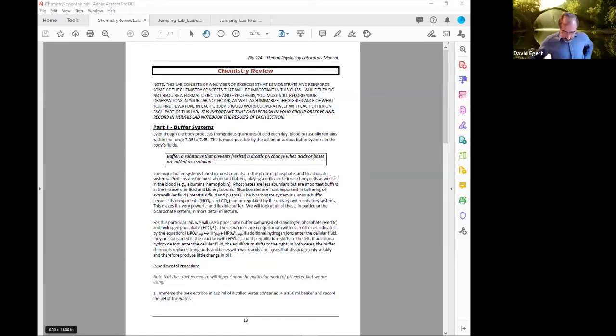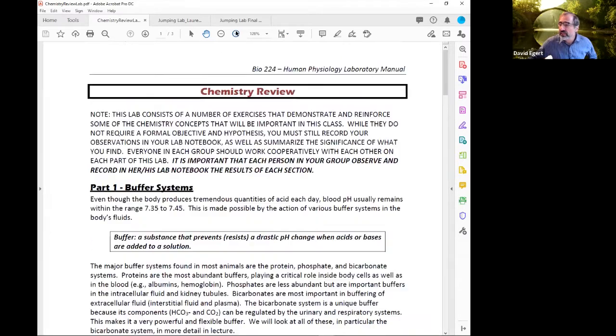Okay, the chemistry review lab. Here, this top part is basically the objective. This one is not hypothesis driven. It's basically saying this lab is a number of exercises that demonstrate and reinforce the chemistry concepts important in this class. While they do not require a formal objective and hypothesis, you must still record your observations as well as summarize the significance of what you find.